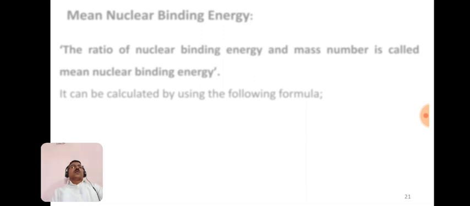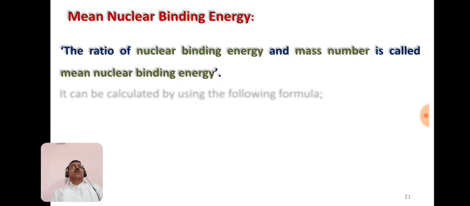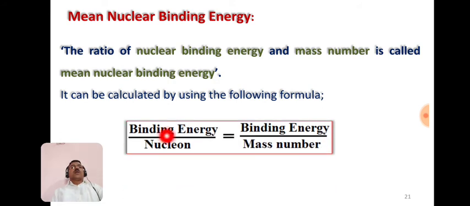Now the last point is mean nuclear binding energy, and it is nothing but the ratio of nuclear binding energy and mass number. It is called mean nuclear binding energy. So it is very easy to calculate. It is simply the ratio of nuclear binding energy and mass number, so it can be calculated using the formula, binding energy upon mass number.